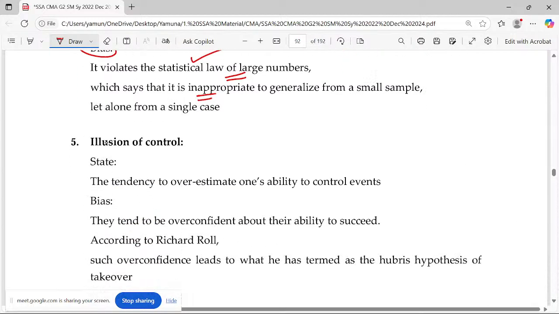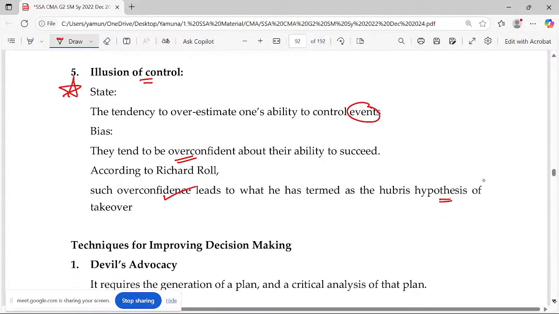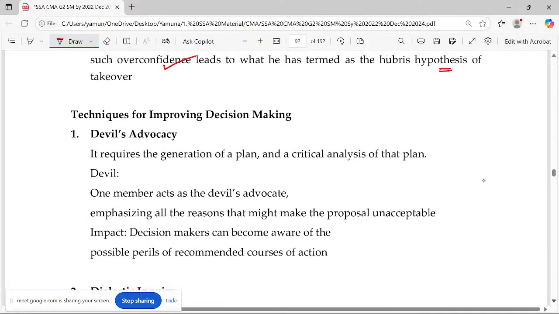An illusion of control. Yeah, beautiful point, Pam. You think that everything is under control. You check all the events, you check that everything is under control, and you become what? Overconfident. And obviously, this overconfidence leads to a hypothesis. Sometimes it may take over, sometimes it may put you down.